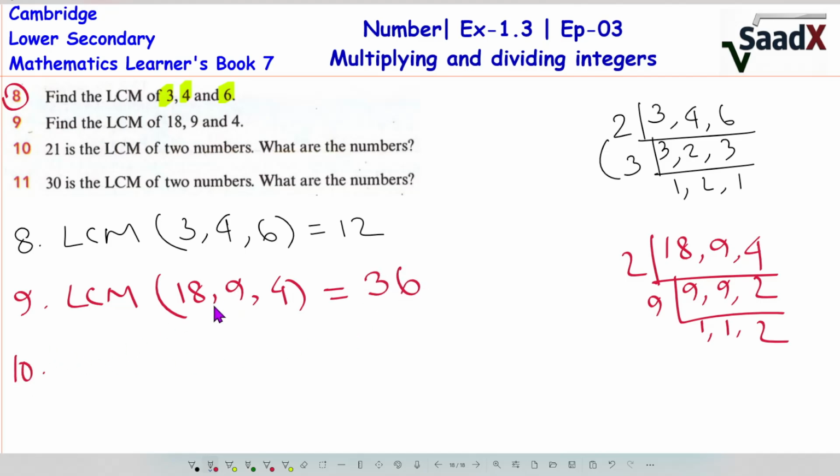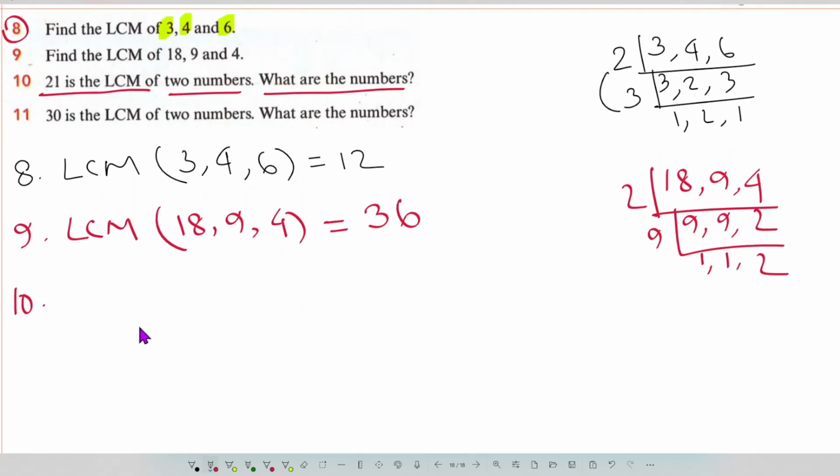Number 10. 21 is the LCM of two numbers. What are the numbers? So what do you think? Which numbers? There are two possible answers. Look, here it is mentioned 21 is the LCM of two numbers. So look, we can find out like this. There are two possible answers.